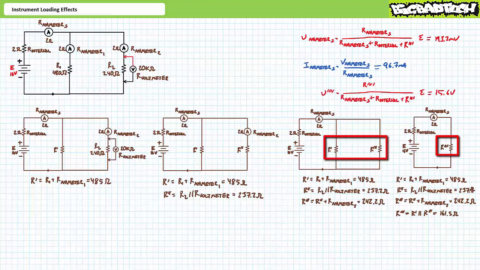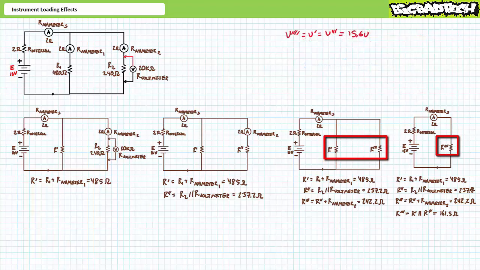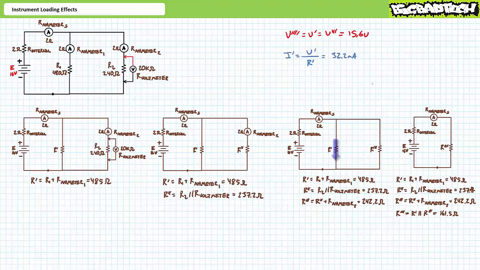R quadruple prime is the parallel combination of R single prime and R triple prime. Voltage across elements in parallel is the same. V quadruple prime equals V single prime, which equals V triple prime, and they all equal 15.6 volts. An application of Ohm's law demonstrates that I single prime is 32.2 milliamperes.